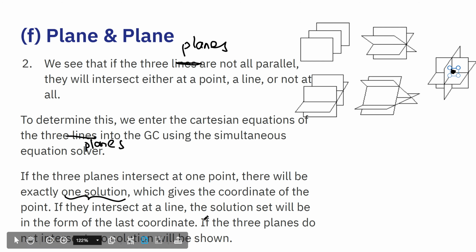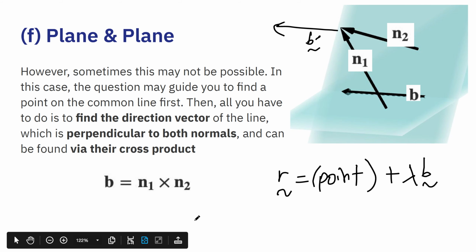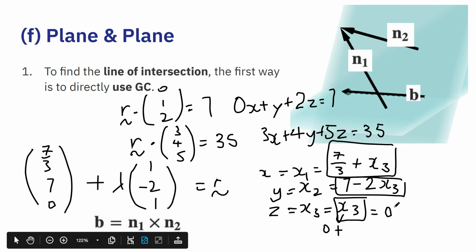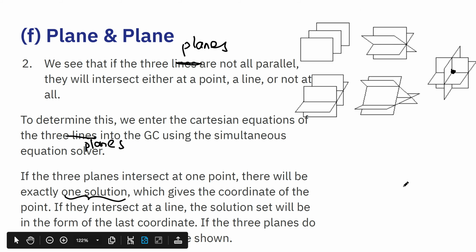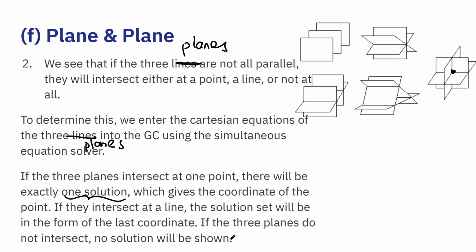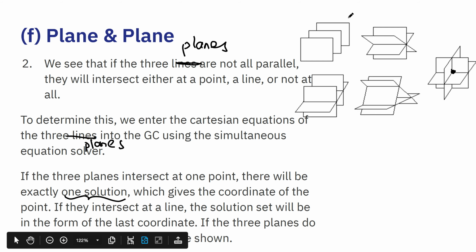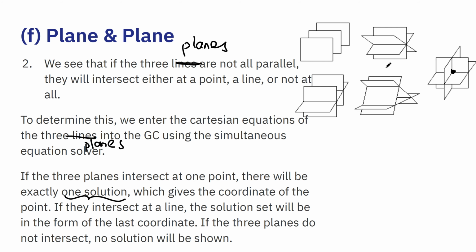If they intersect at a line, then the solution set will be in the form of the last coordinate. So it might look something like just now, where everything is in the form of x3, but we can change the value of x3 to get different sets of x, y, z. So something like this always defines a line. So the set of all these, which we call the locus, will define the entire line. And if the three planes don't intersect at all, so something like this, then no solutions will be shown. Okay, but do realize that three planes questions are a lot less common than two planes questions, so you don't have to worry about it.